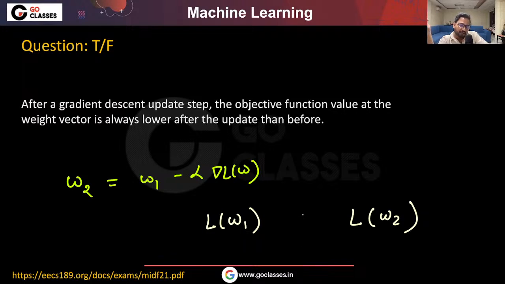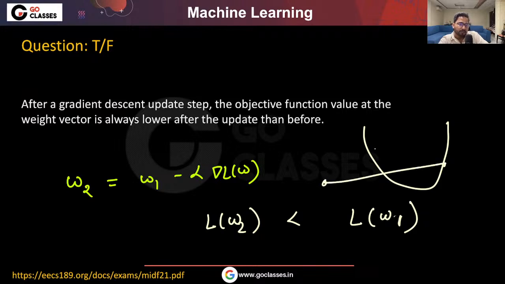Then they are saying that this w2, let me write w2 on the left side, is lesser than w1. It is always true. What do you think? Is this always true? No, this is false, right? We have seen this. It depends on alpha. Let's suppose you are here. If alpha is too much, then you can go here, and at this particular point, the value of the objective function is too much, right?